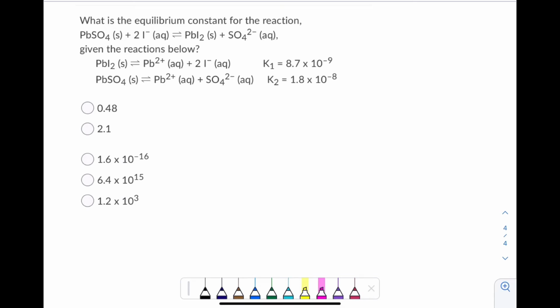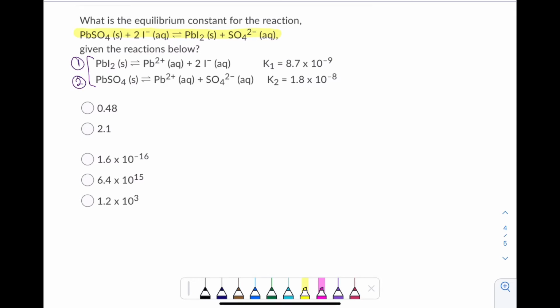All right, this is a problem from our equilibrium module, and what we're trying to do is find the equilibrium constant for this reaction, and what we know is given down below in these two reactions. And so I'm going to label this reaction 1 and this reaction 2.